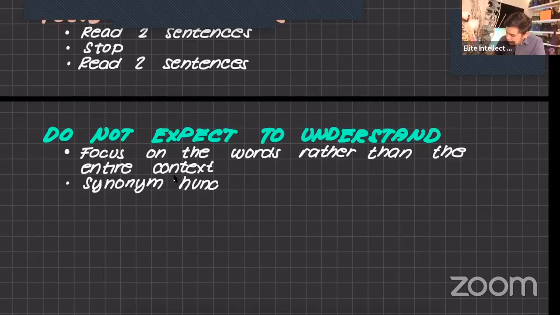Oops, I think I may have erased all of it. Okay. At the end of the day, guys, this is a synonym hunting activity. So don't focus on the entire context itself, but rather you should be just focusing on the words.